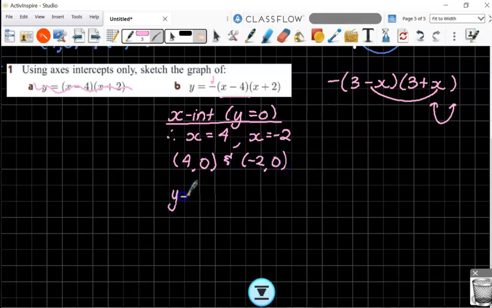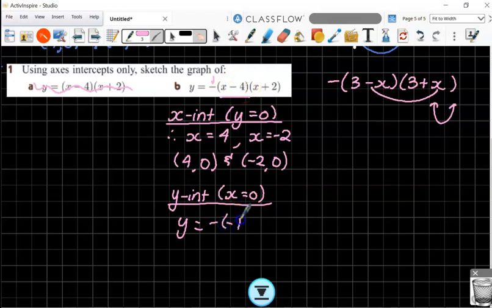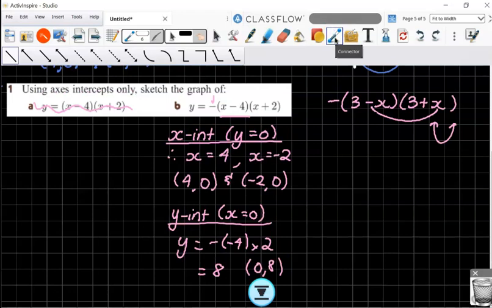And now what about my y-intercept? X is 0. So we're looking over here and we get minus, 0 take 4 is negative 4. 0 plus 2, 2. Negative and a negative makes a positive, so we get 8. You get your ruler out.